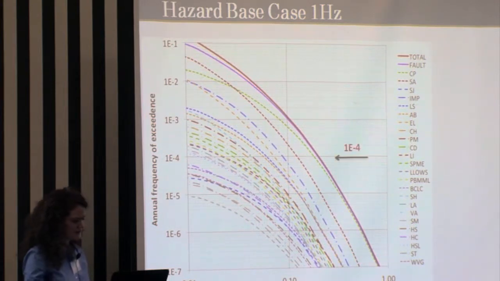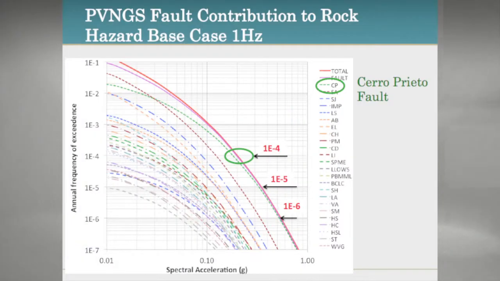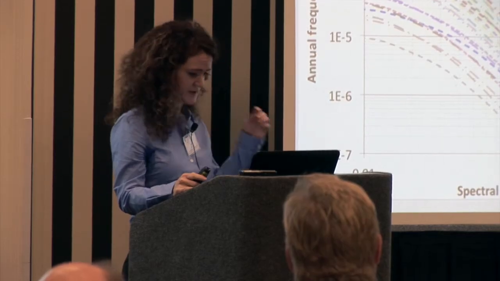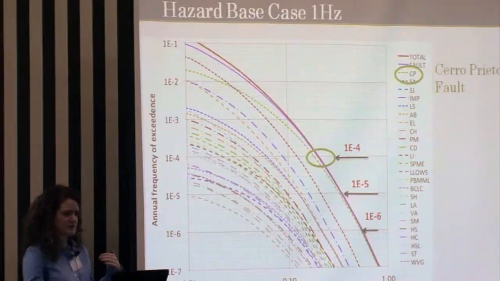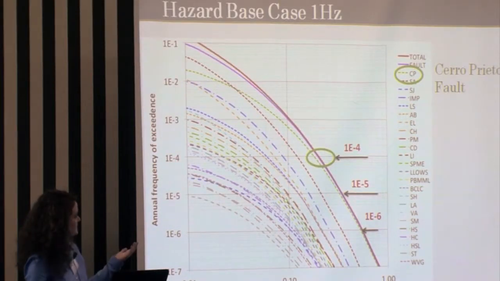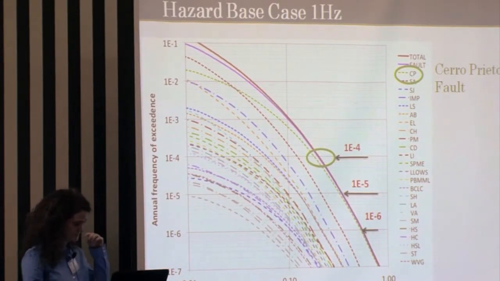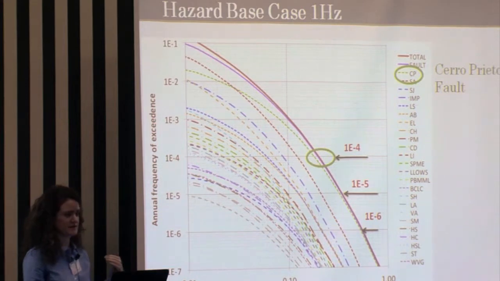If you look at 10 to the minus 4, the major contributor is the Sierra Pareto fault. And that occurs also from 10 to the minus 5 to 10 to the minus 6. So at 1 hertz, you can see that Sierra Pareto is the predominant source contributor. Now what I'd like to do is put these results of the source contributions into context with the results that I'll be showing for the hazard sensitivity.